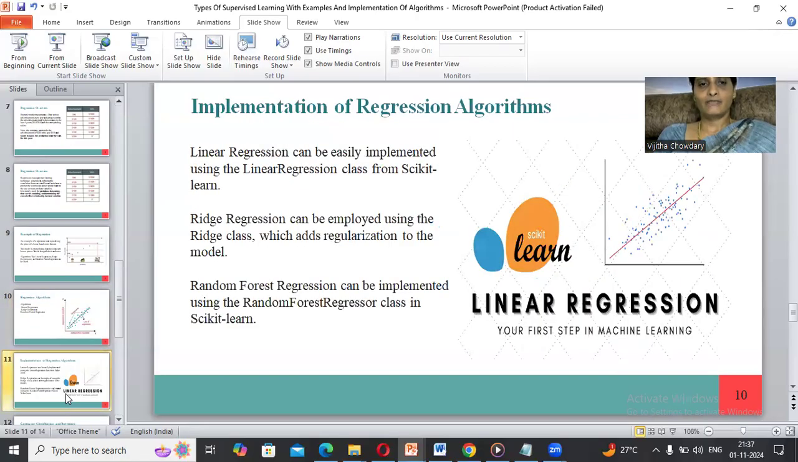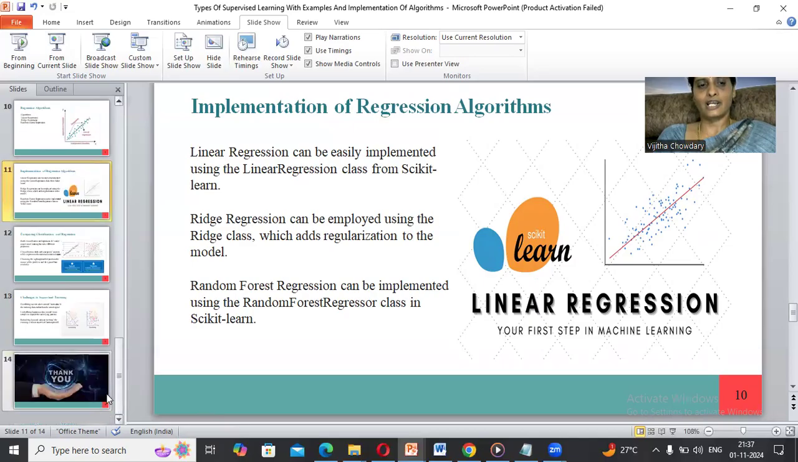Next, implementation of the regression algorithms. Linear regression can be implemented using LinearRegression from the scikit-learn library. We import the regression library from scikit-learn. Ridge regression can be employed using the Ridge class, which adds regularization to the model. Random forest regression can be implemented using the random forest regressor from the scikit-learn library.